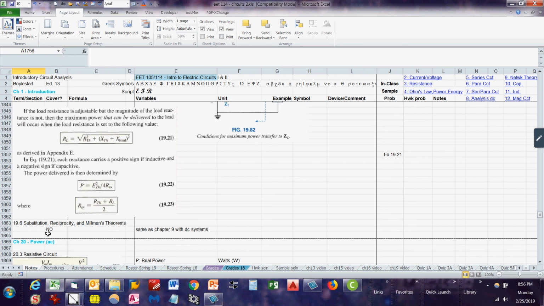There's also substitution, reciprocity, and Millman's theorems, but we will not be covering those.